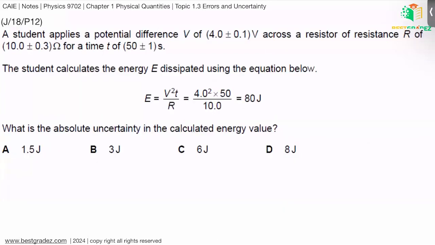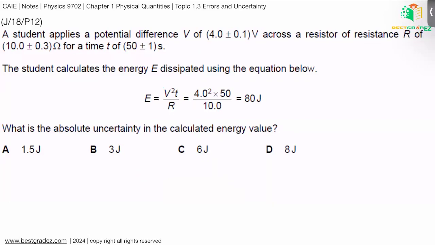Yeah. A student applies a potential difference of this. Resistance is given, time is given. The student calculates the energy. So we have the final answer, but we don't have the absolute uncertainty. That is what they are asking. मतलब हमारे पास E की value है, it's the plus minus delta E which is missing. So देखिए multiplication division है.